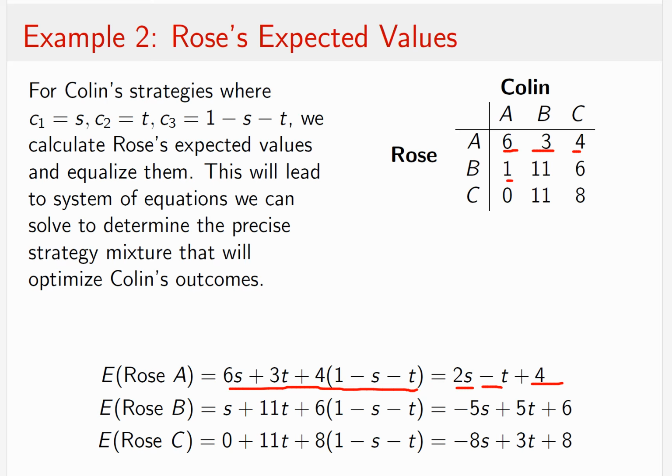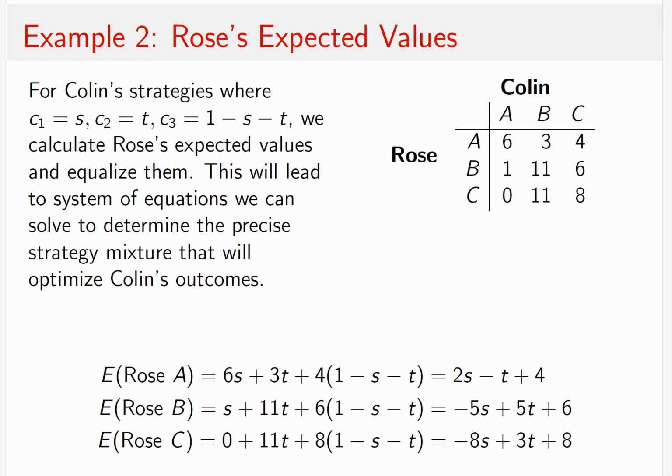All right, and in the second row, I have 1s plus 11t plus 6 minus s minus t. So I have s minus 6s, which is negative 5s, and I have 11t minus 6t, which is 5t plus 6. And here I get the 0, so it's 11t plus 8. But I'm subtracting, right? So I have negative 8s, and then I have 11t minus 8t, which is 3t, and then I have 8.